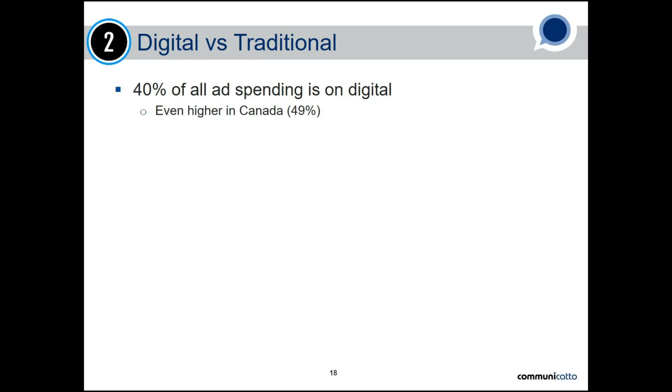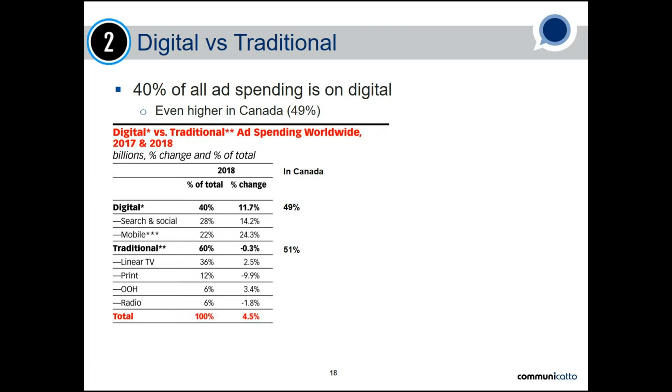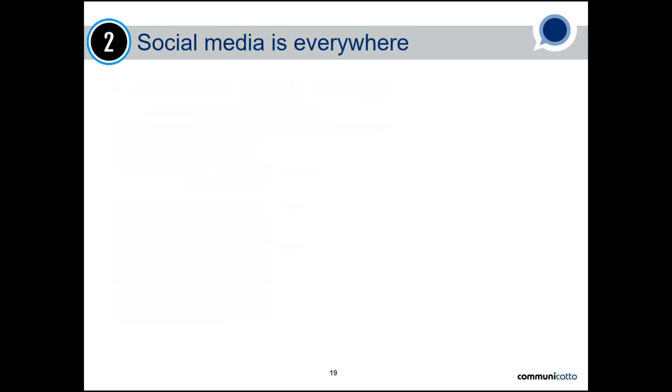It happens to be even higher in Canada, which is very interesting. Worldwide it may be 40%, but in Canada we're almost at that precipice right now. We're almost at that 50% mark. Half of all of the ad dollars are flowing into digital. So, it's powerful, very powerful.